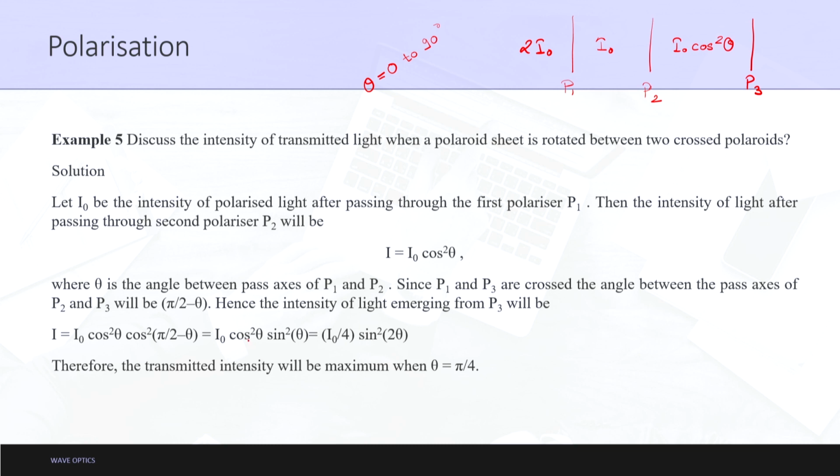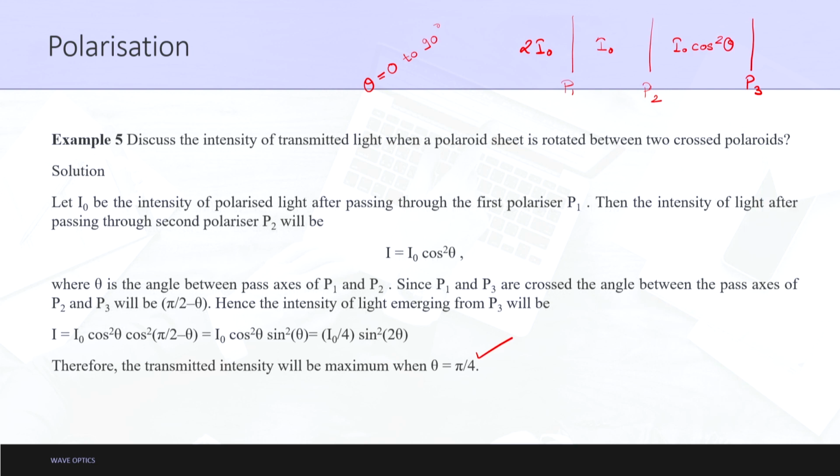So just simple mathematical calculation will give you I naught by 4 sin square 2 theta. Therefore the transmitted intensity will be maximum when theta is equal to pi by 4. When theta is pi by 4, sin square 2 theta will be 1 and hence you will get the maximum intensity, which will be equal to I naught by 4. So this was one of the examples I needed to convey to you.